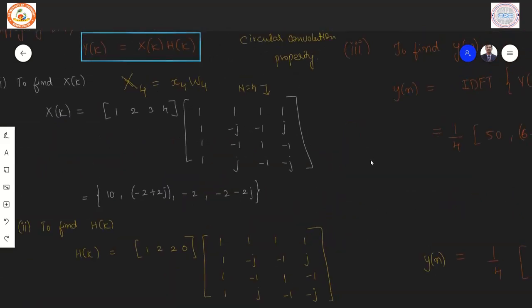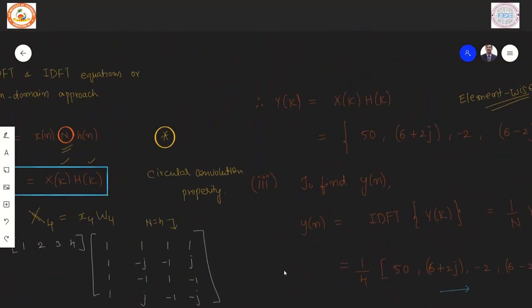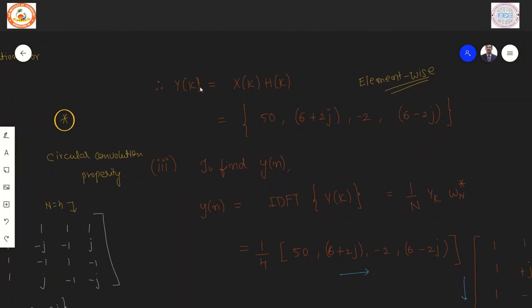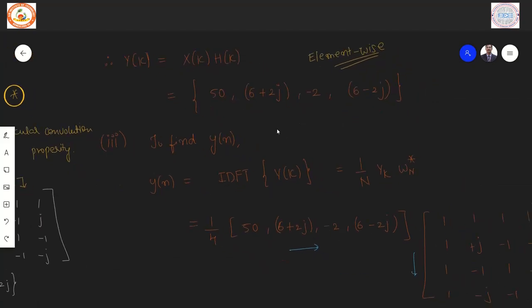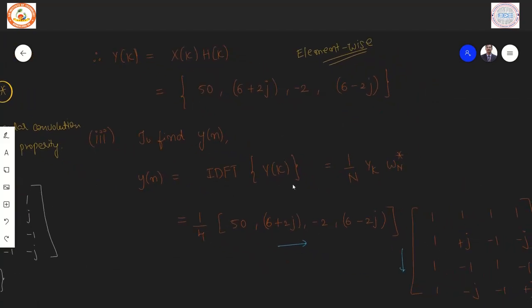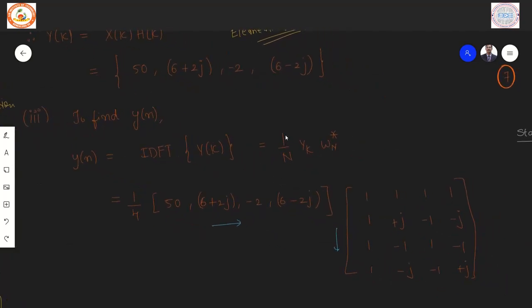After finding the DFTs, the next thing you have to do is to find the product. Therefore, y of k, which is equal to x of k into h of k, is the element-wise multiplication. So the respective elements, 5 into 10. Next you will have complex numbers. When you have complex numbers, be careful when you multiply and simplify the value. The result of this element-wise multiplication is the values 50, 6 plus 2j, minus 2 and 6 minus 2j. To find y of n, we have to take the IDFT of y of k. Again using the matrix method, we have 1 by n, y of k into w n star.